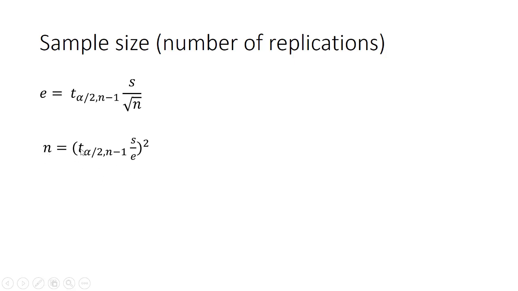So N equals T multiplied by S over E, where E is the desired size for the half of the confidence interval, and this whole thing to the power of 2 gives me N, or size of the sample, or number of replications. Okay, so let's go to our example to see how this formula is applied.